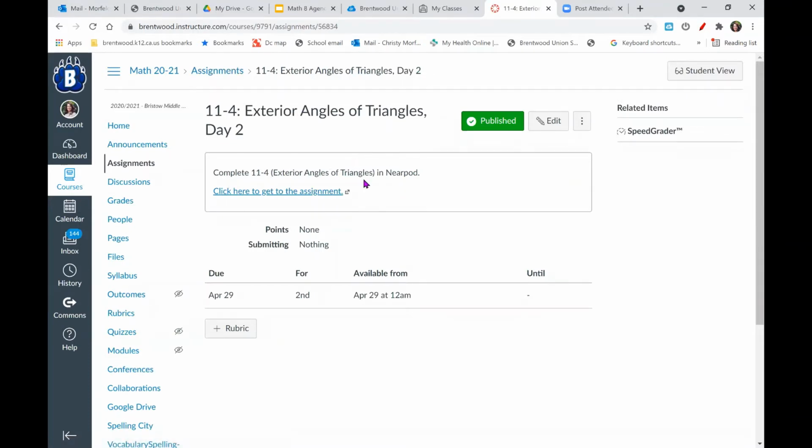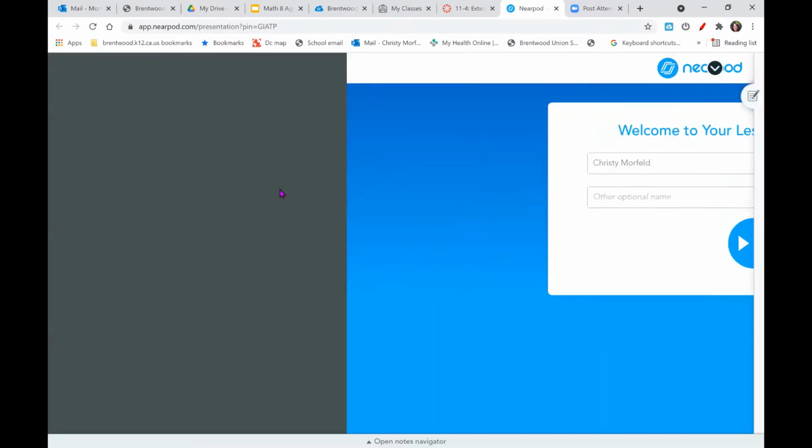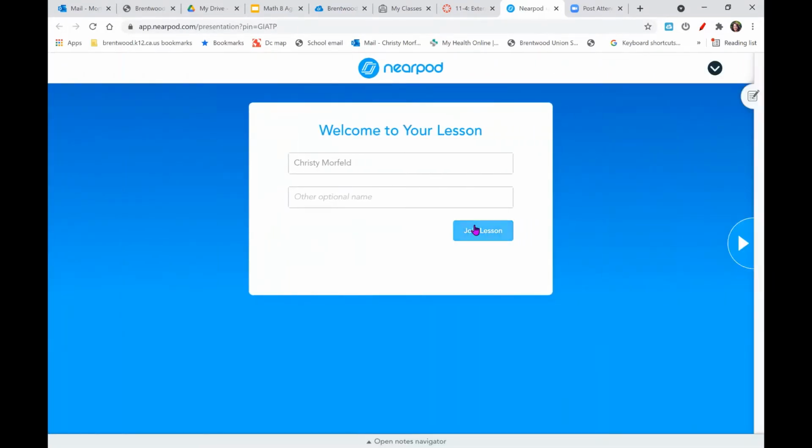It's asking you to complete it in NEARPOD, and the link is right here. So click there, and you don't need a code. It takes you right into NEARPOD, and then after you put your name in, it will take you to the lesson. I'm just going to leave my name as is, and then you want to click Join Lesson.